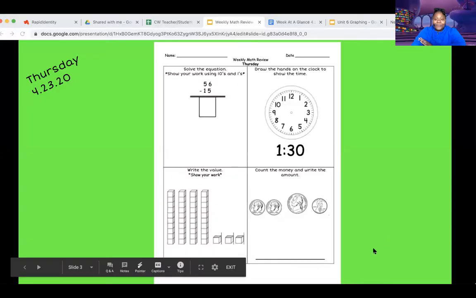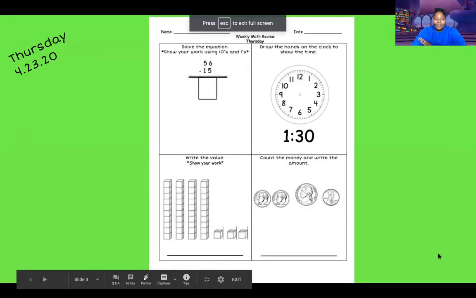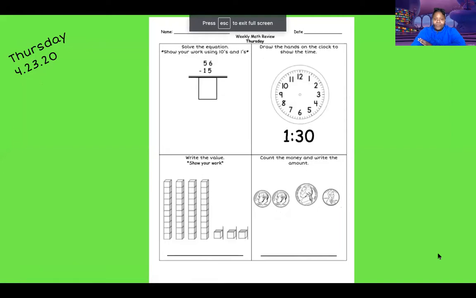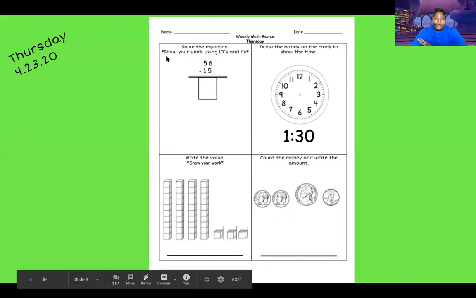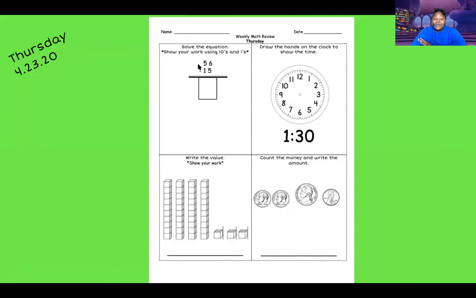Okay, here we go. So up top, this is very similar to last week. You want to solve the equation, show your work using your tens and ones. You want to draw a picture, but pay attention to what the operation is here. You have to subtract. Last week, we used Gus the plus and we were adding. This week is Linus the minus, so pay close attention to that.